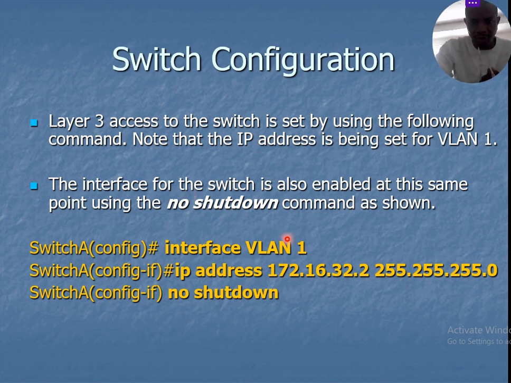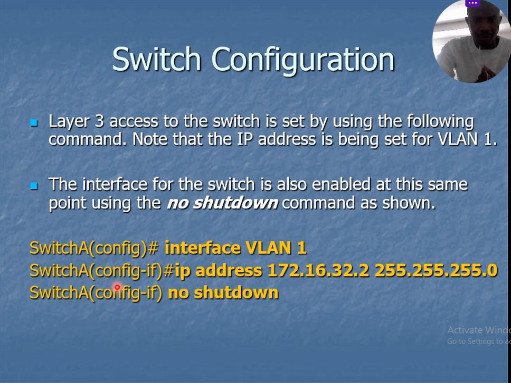Now, the interface for the switch is also enabled at the same point using no shutdown. With no shutdown, you say the device should remain active, it should not close down or shut down. Whatever you write on the command line interface, you have to follow it up with the no shutdown command. Once you follow it up with no shutdown, the system will be active and will not shut down. So this is what follows.